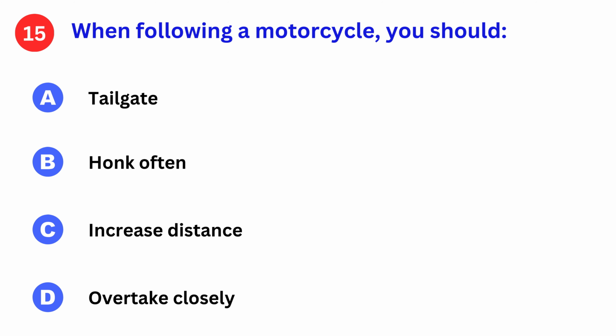When following a motorcycle, you should: Option A. Tailgate. Option B. Honk often. Option C. Increase distance. Option D. Overtake closely.